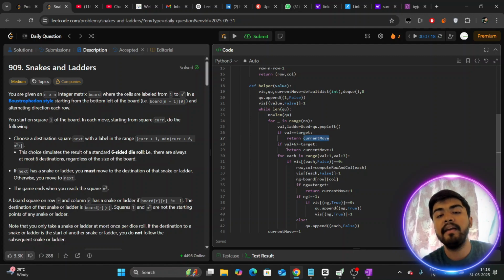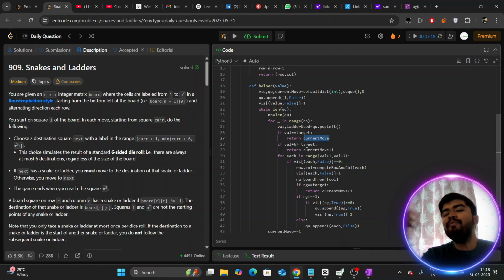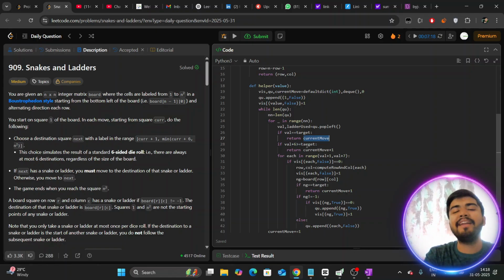If my val plus 6 is greater than or equal to the target, okay, that means I can roll my dice one more time. Then I am done, because I am able to reach the target or more than the target. So I can't put just the current move. I need one more move, one more dice roll, to reach the extreme. So I can return current move plus 1. That is the minimum it is bound to take.